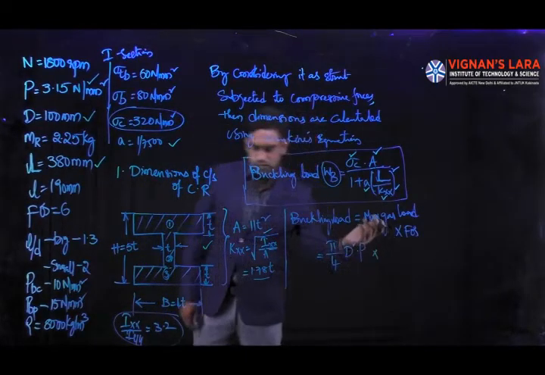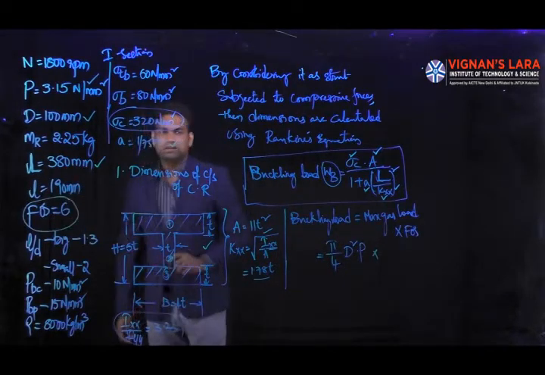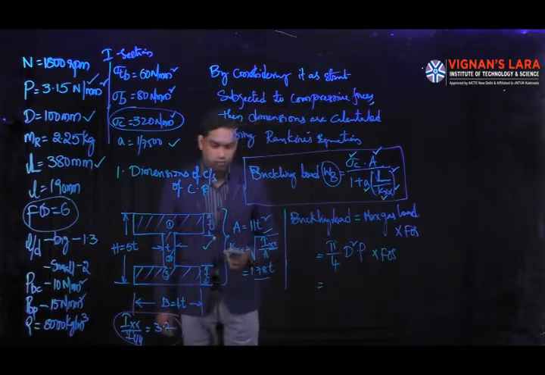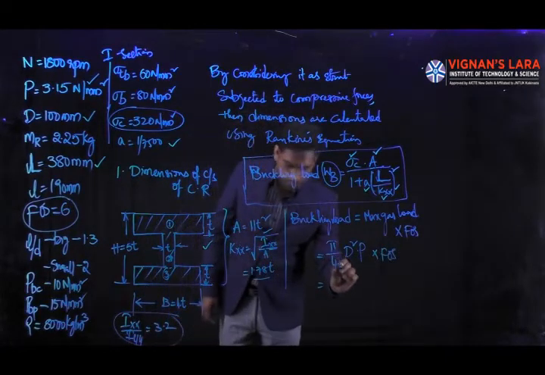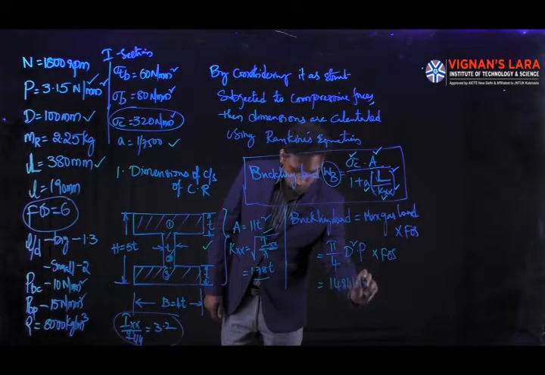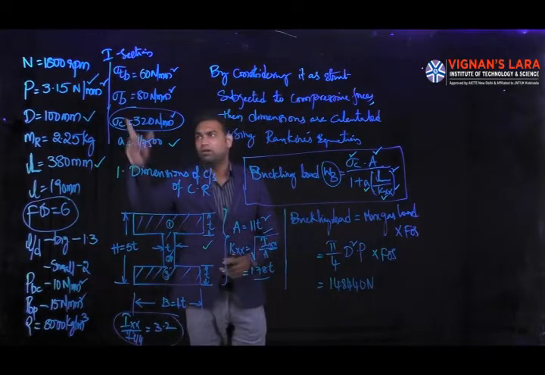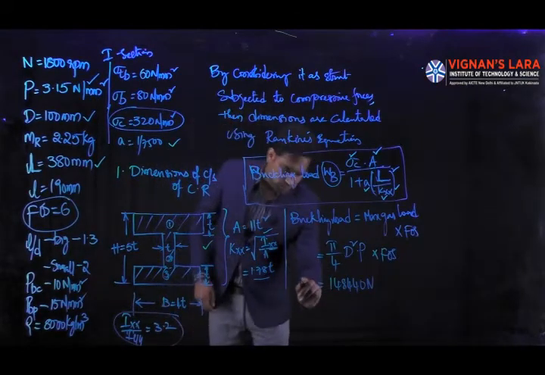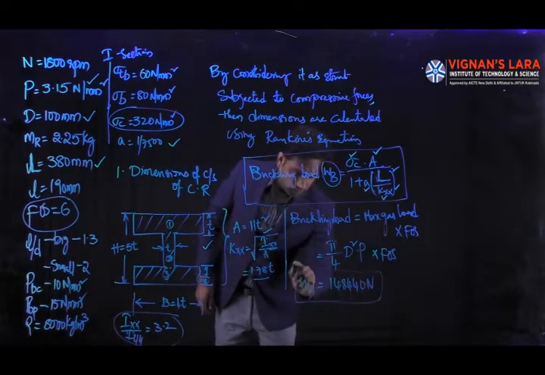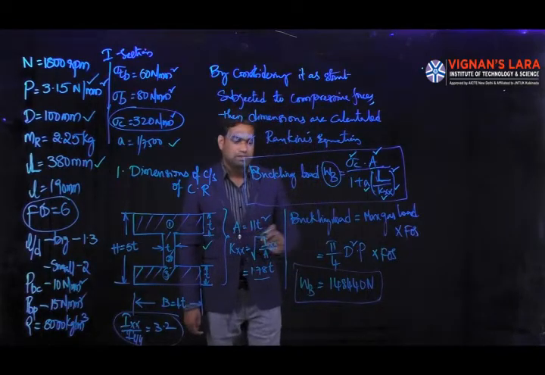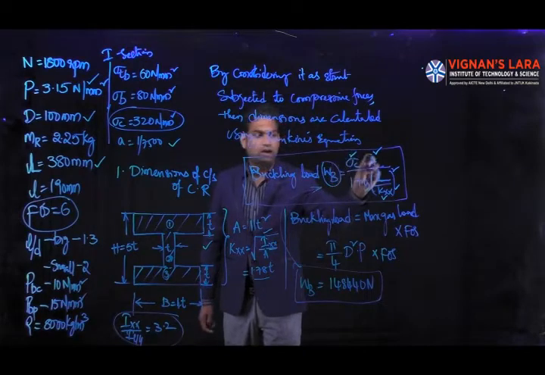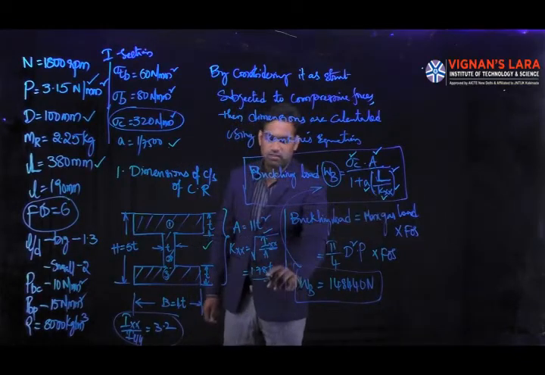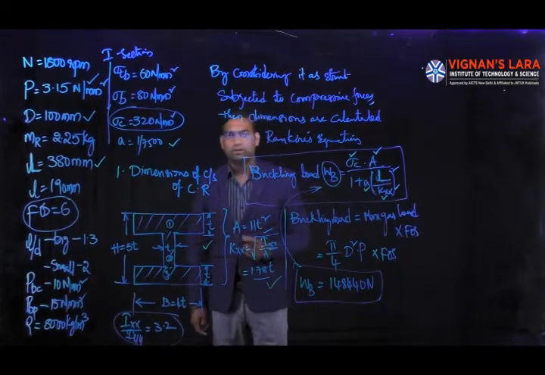The factor of safety you can take as 5 to 6 in general, but in the data they mention clearly the factor of safety as 6. So you can take the factor of safety FOS as 6 and substitute all the values here. So I can calculate the buckling load. I calculated the value of the buckling load, it may be 14,440 newtons, by substituting the diameter 100 mm, the pressure 3.15 N/mm², and FOS taken as 6. Clear? So substituting the value of WB in this equation: sigma c is given, capital A, the cross section area, is 11 t², the small a is also given as the denominator constant 1/7500, kxx is 1.78 t, and capital L is the effective length of the connecting rod, 380 mm.